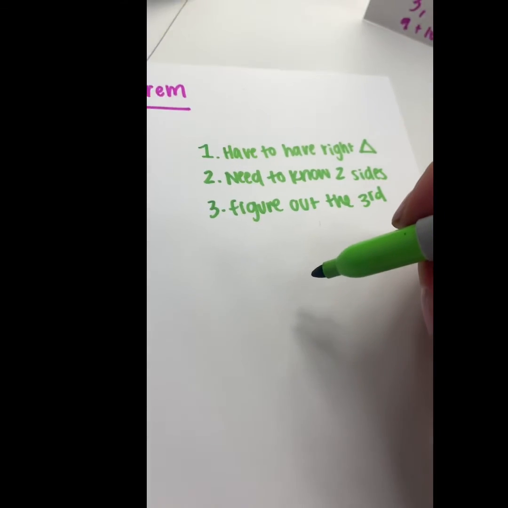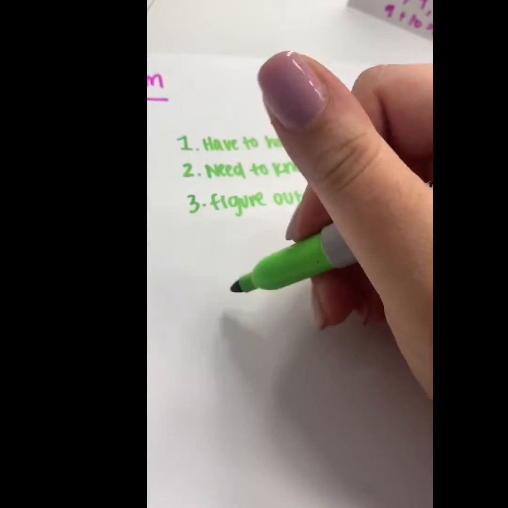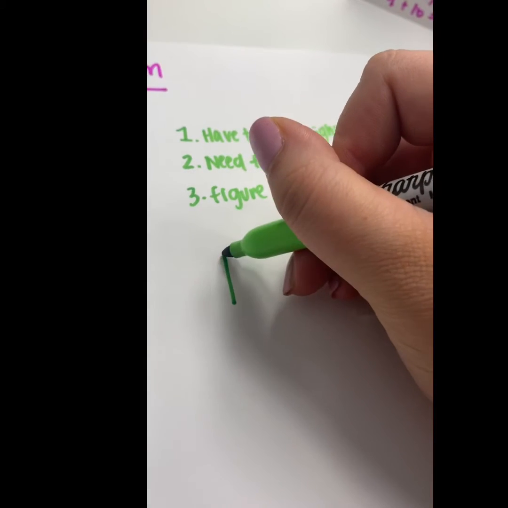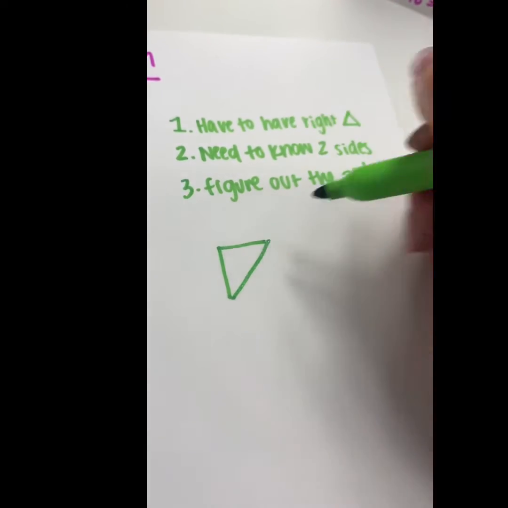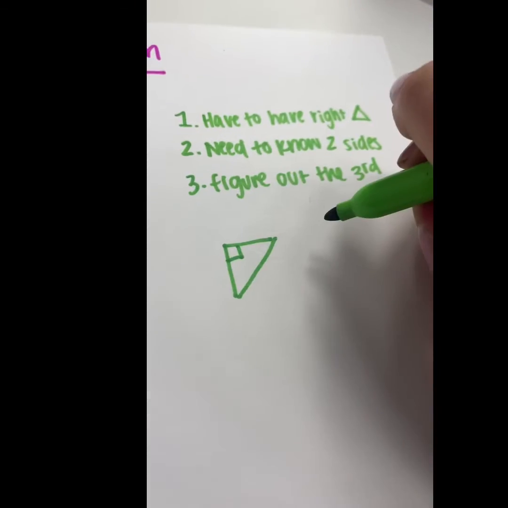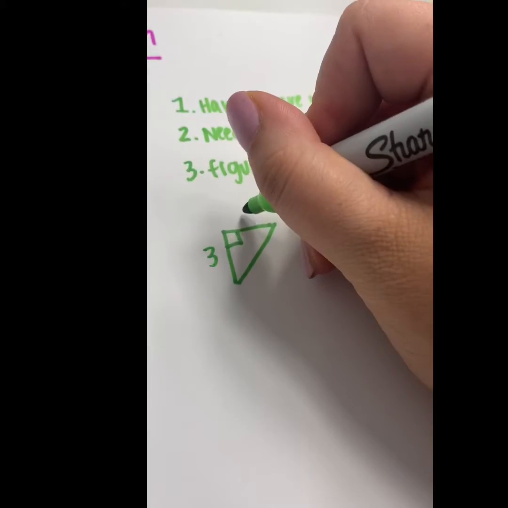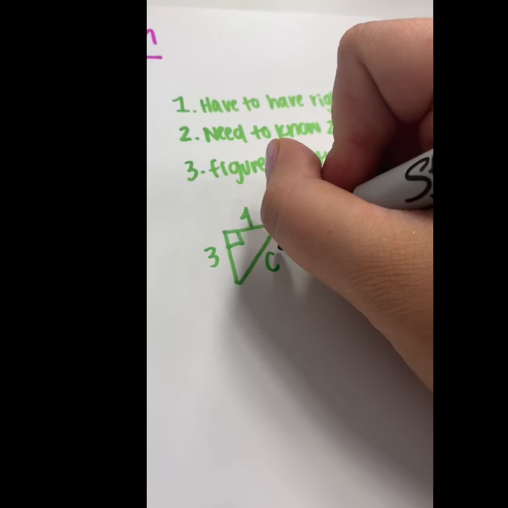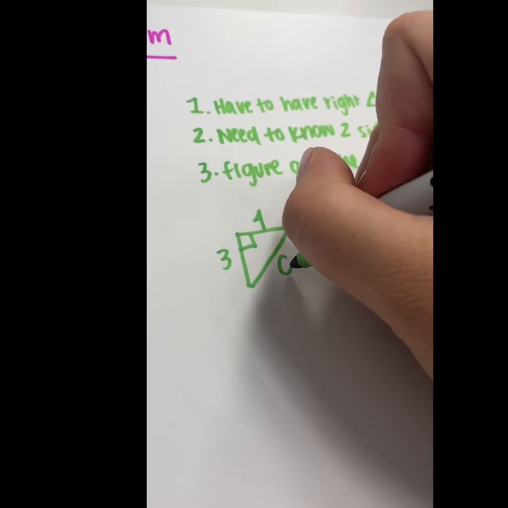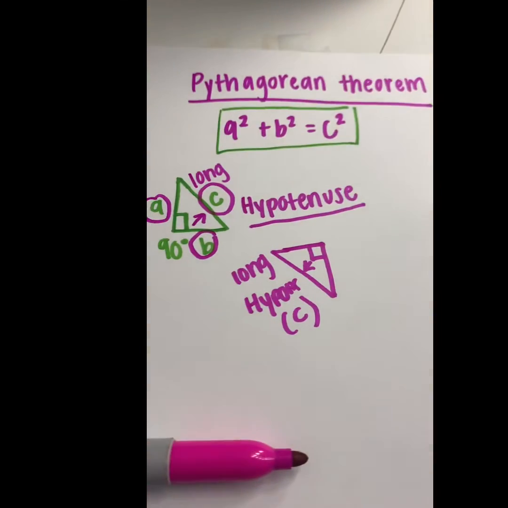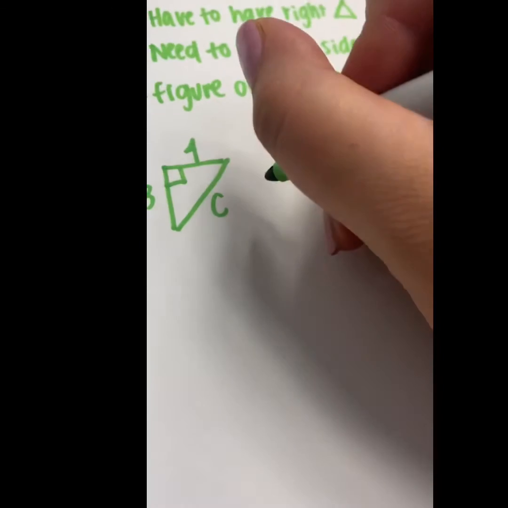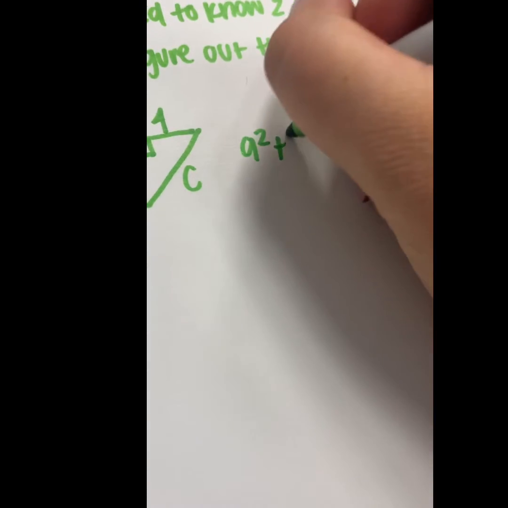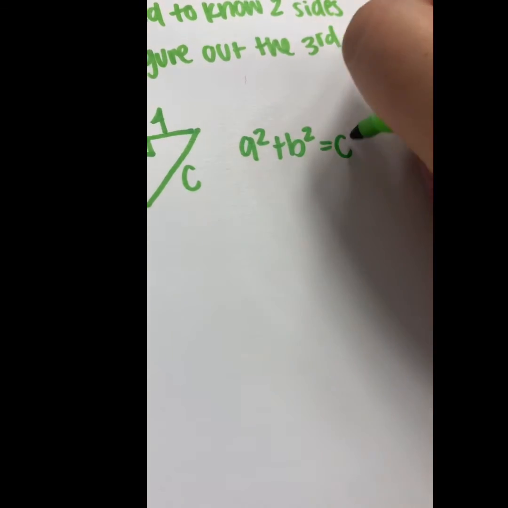Let's do sides. Let me draw our triangle here. Okay. So we're going to say this is side 3. This side is 3. This side is 4. And this is our C. Okay, we don't know this side. So if we go back to our formula, let's plug it in. So we have a squared plus b squared equals c squared.